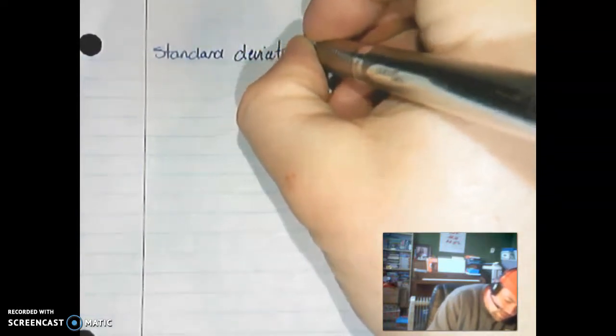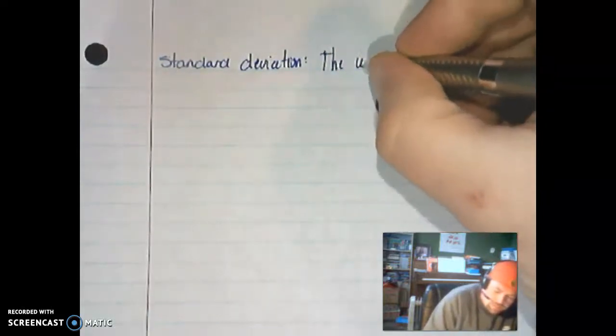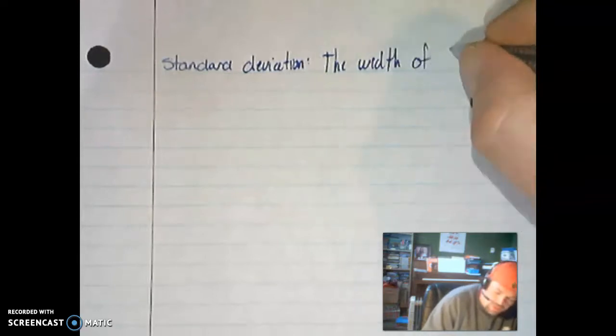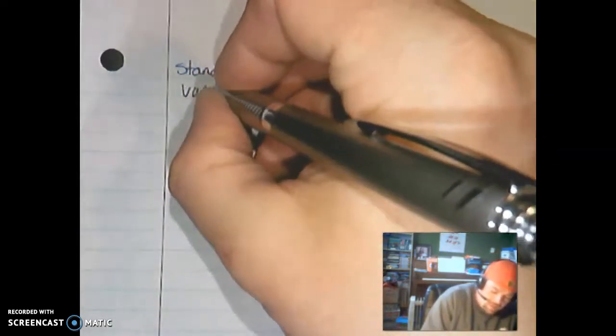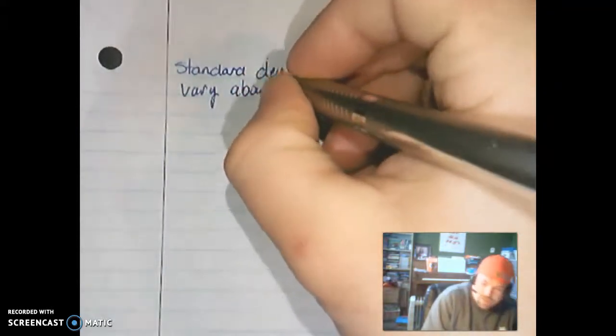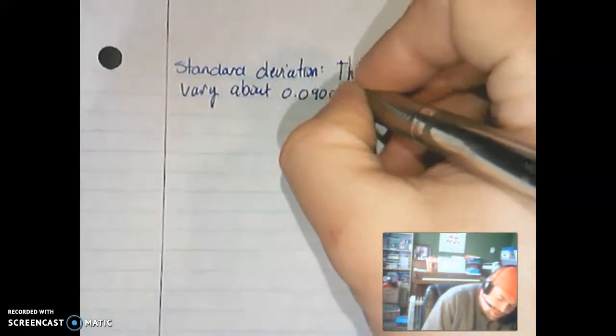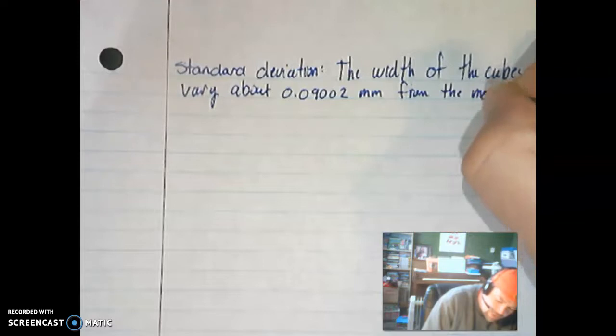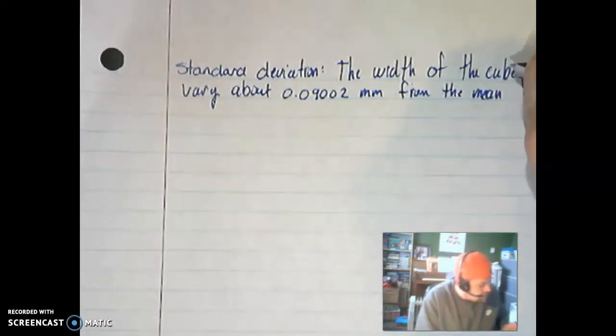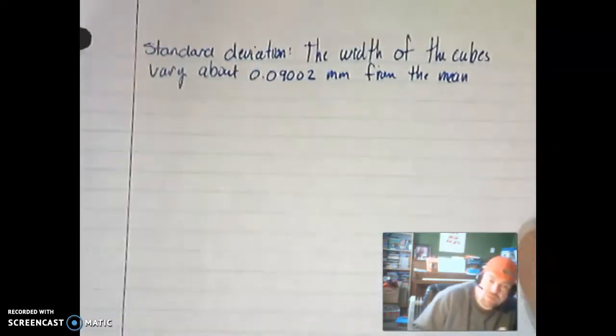So let's look at standard deviation first. If you remember, the standard deviation tells us that the widths of the cubes vary about 0.09002 millimeters from the mean, and the mean was 29.4846 millimeters.